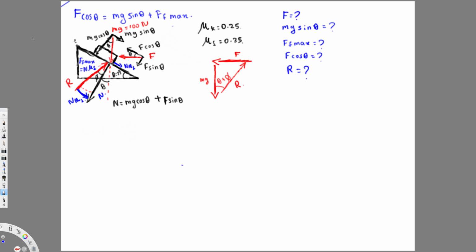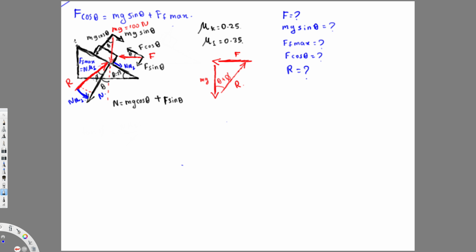What's going on, guys? We have this question right here. It's asking to find F, mg sin theta, Ff max, and F cos theta, R. So let's see how we can find this one. First of all, we have to begin somewhere. So let's begin with this angle right here.